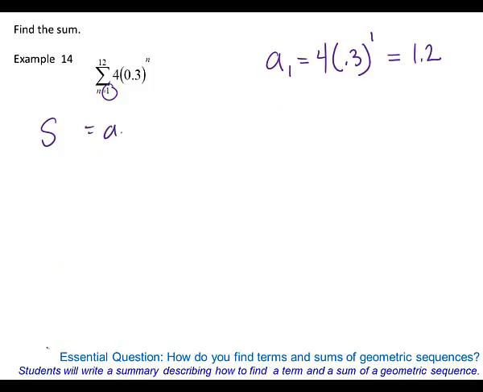I'm going to put that in before I forget it. All right, what's your n? What's our biggest number that we're supposed to go to? 12, right? It's hiding up in the top. All right. 1 minus... Does the ratio location change? No, it's still 0.3, and we're going to raise it to the 12th power there. Over 1 minus 0.3.